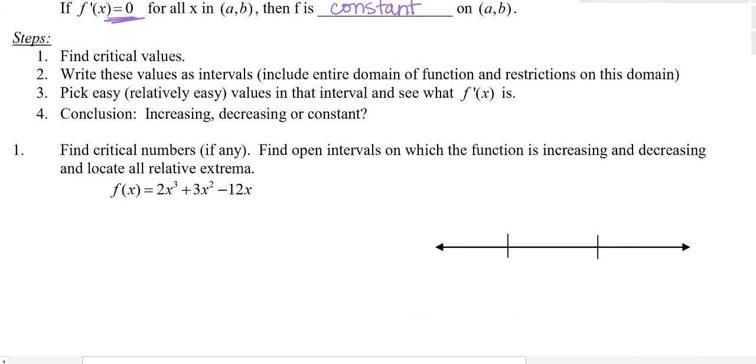So I wrote out the steps here. We're going to go through these steps and identify what each of them means and how we do them, but we will find critical values, which you should have done prior to this section. We will write them as intervals and include the entire domain of the function and restrictions on that function's domain. Then we'll go ahead and pick relatively easy values in that interval to see what f prime of x is, and by that I mean positive or negative. And then we make our conclusion. Is our original function increasing or decreasing, or if we do get 0, constant?